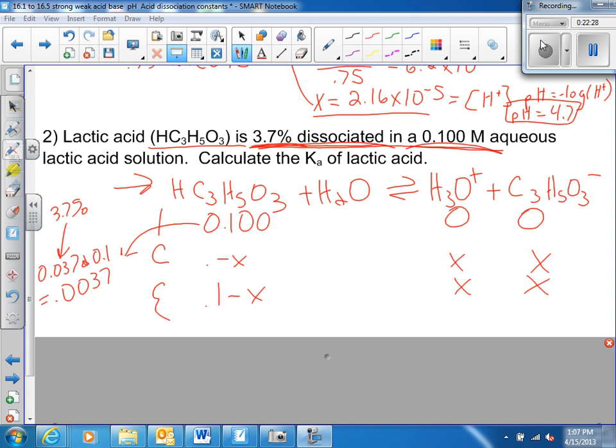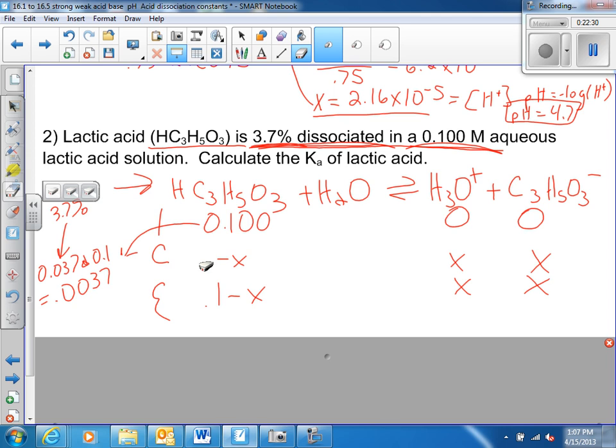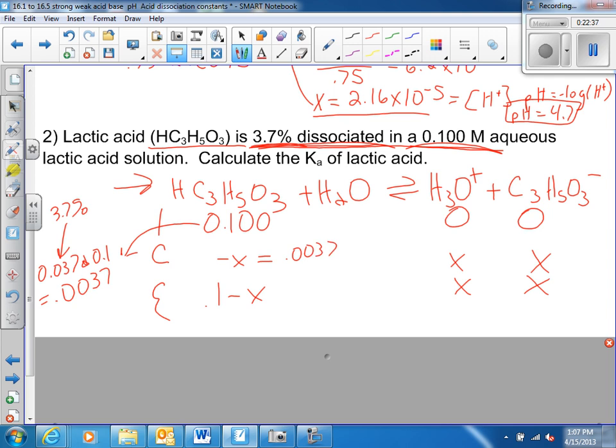So if that much reacted, that's saying that x is 0.0037. Not negative x, x. So x is 0.0037. Then 0.1 minus 0.0037, which is basically 0.1. It's 0.9963, but, well, we could keep it as 0.996. And we don't have to worry about that assumption piece.